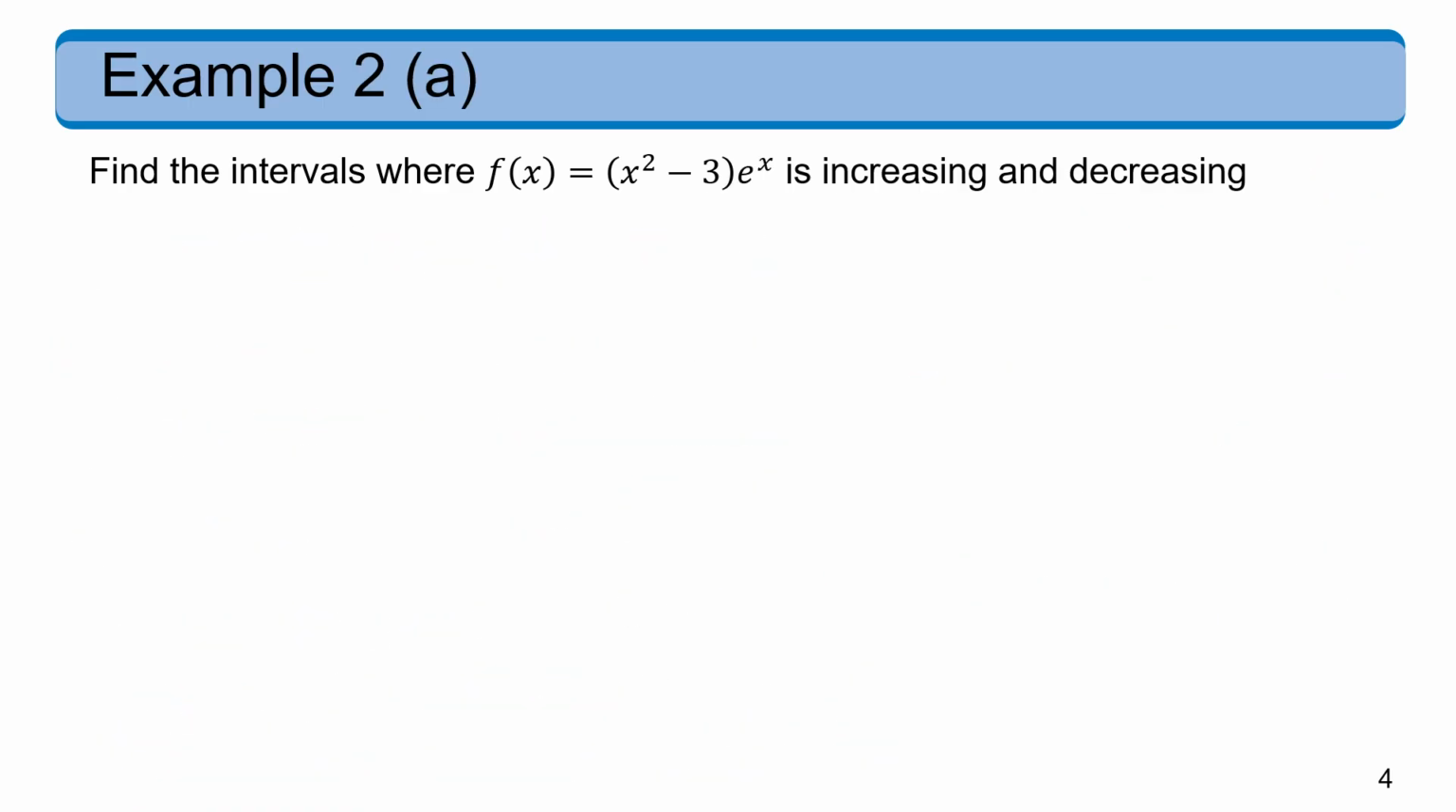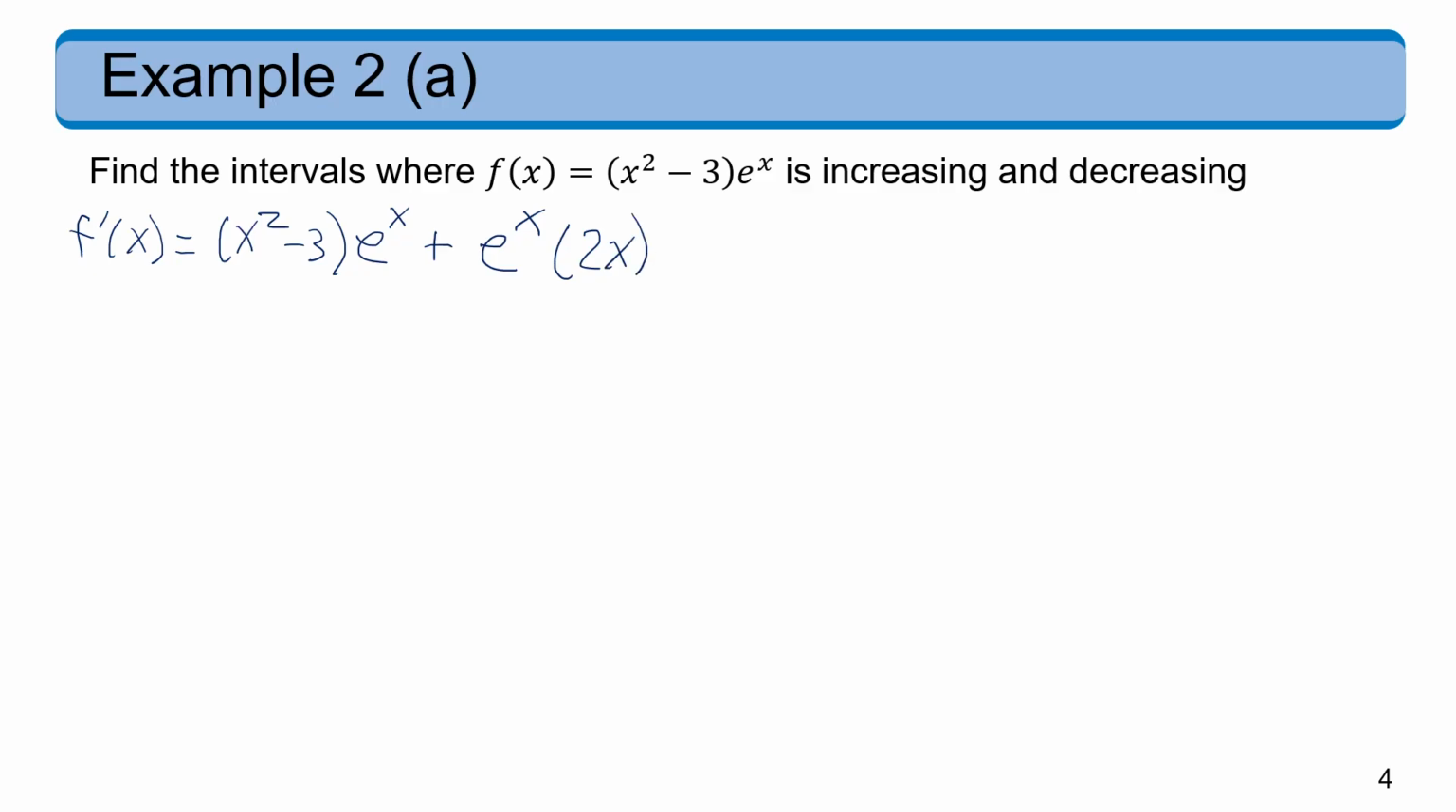Here's another example where we're asked to determine where this function is increasing and decreasing. So using the method we've been learning here, we need to find the derivative because it tells us about increasing and decreasing. We'll need to use the product rule here. So we take first times derivative of the second. Now the derivative of e to the x is e to the x. Then we have plus second times derivative of the first. So the derivative of x squared minus 3 is 2x minus 0, or just 2x.